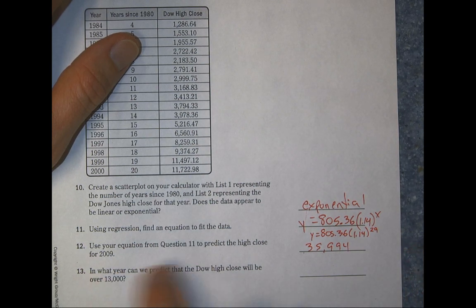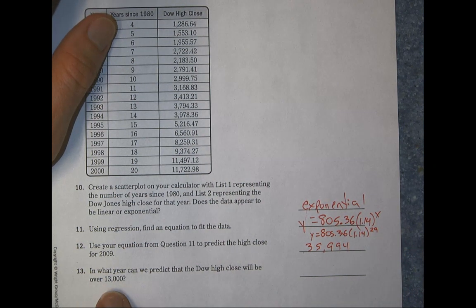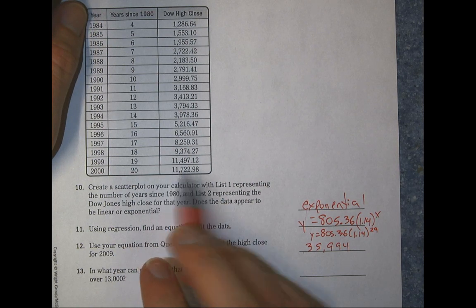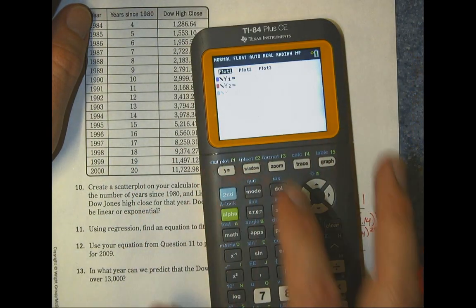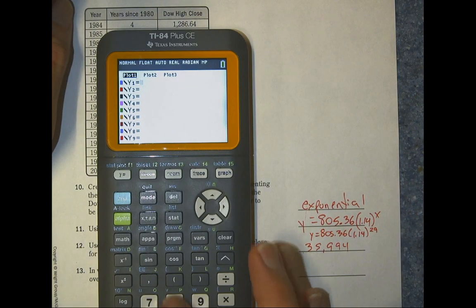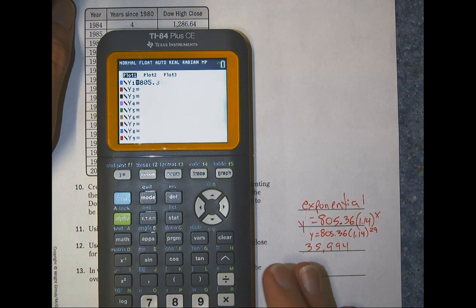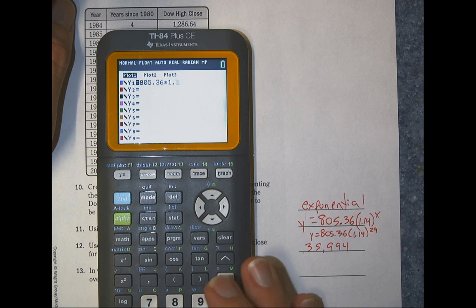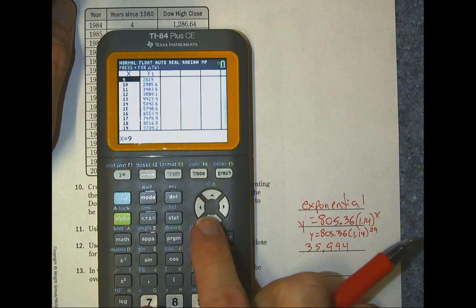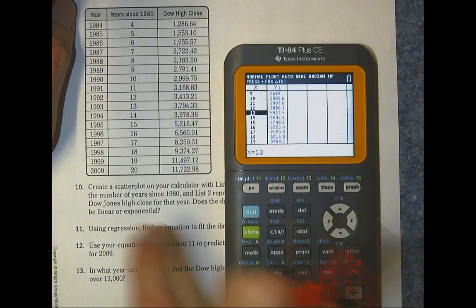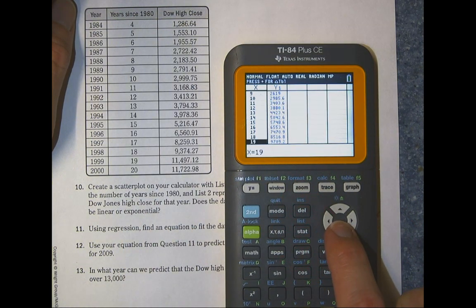Okay, looking forward, predicting when will the close be over 13,000. You can see it's already pretty close to that. So you could try 21, 22. You could also, again, go to your y equals and plug in this equation, 805.36 times 1.14 raised to the x, and then go to your table. And we know that 20, it should be around 11,000.